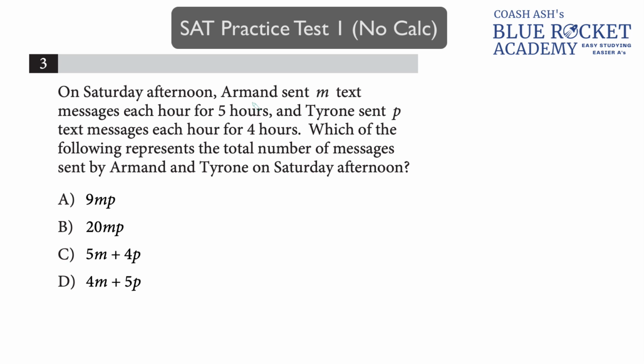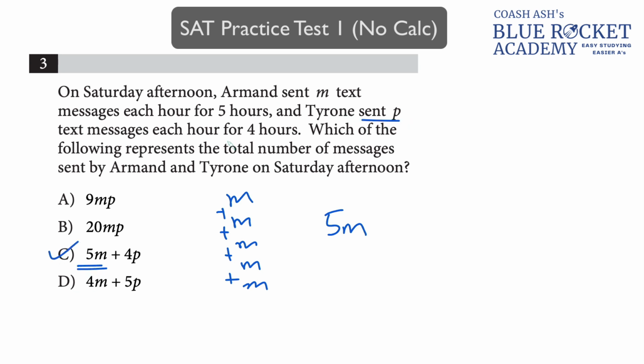All right, in this problem, you've got Armand sending M text messages for each hour. So each hour he's sending text messages M, M, M, M, and M. So for 5 hours, it's going to be these numbers added to each other. So it's going to be 5M over here. That's the only place where you see 5M. So that could be your answer.